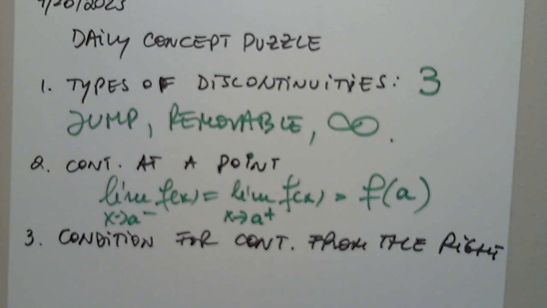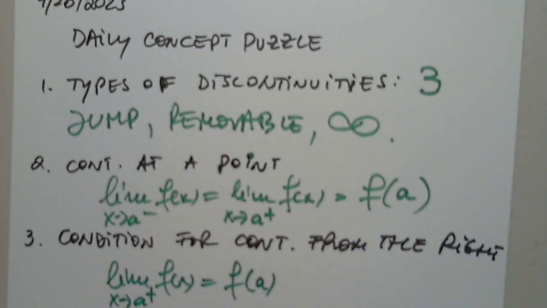Tom, Mason, Landon, Aaron, Dakota, anyone, please. Condition for continuity from the right. Anyone, please. That would be the limit of f of x as x approaches a from the right equals the function value at a. Brilliant. Thank you so much.